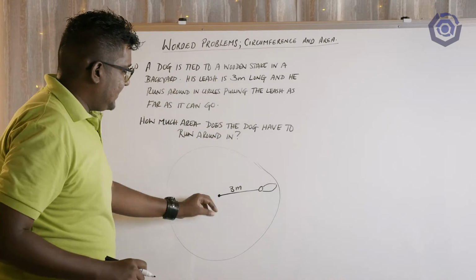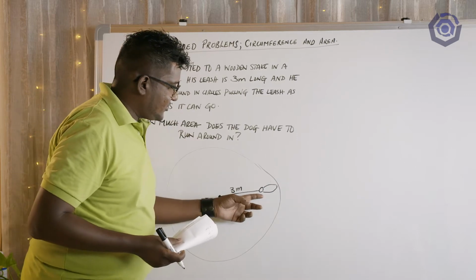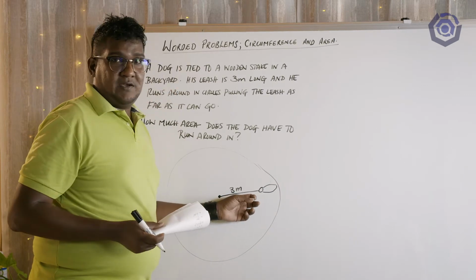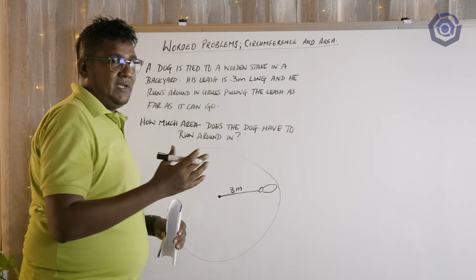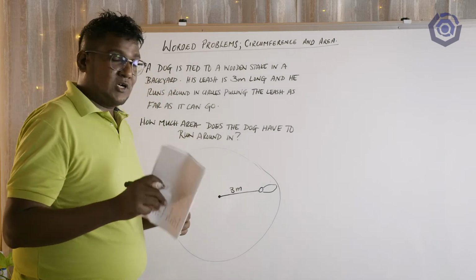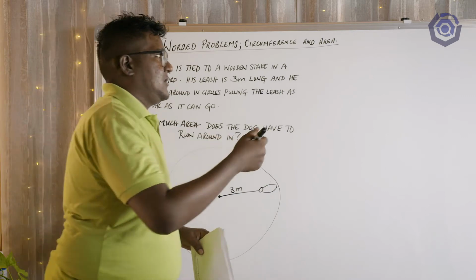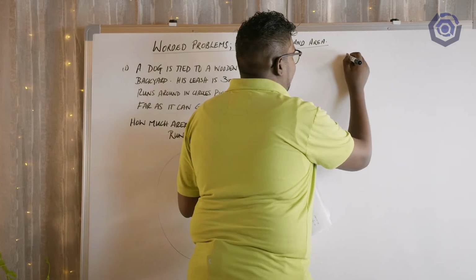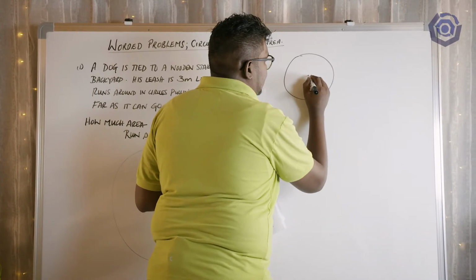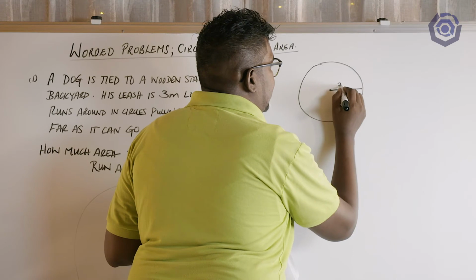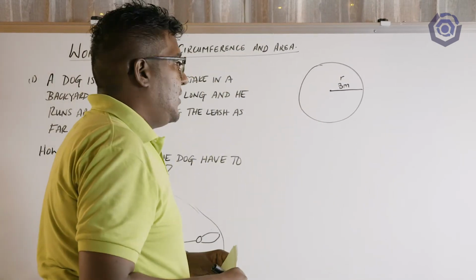Now, the stake becomes the center of our circle. The leash is our radius, and the circle that he's making would be the circumference. Well, we don't want the circumference, we want the area. So looking at this little thing, let's just take out the circle and work with it. So we have our circle with 3 meters. And we said that this is our radius.